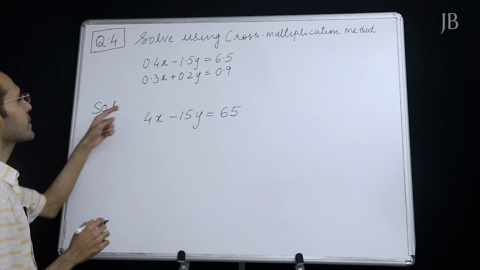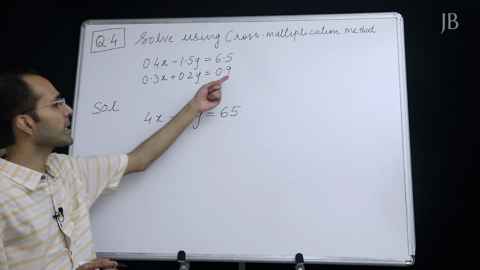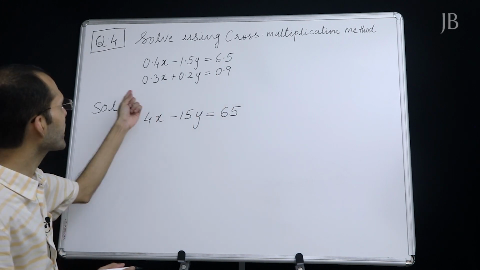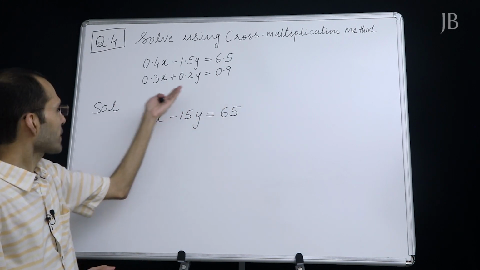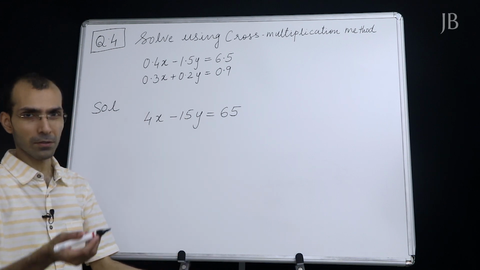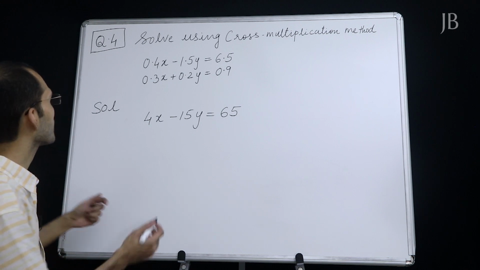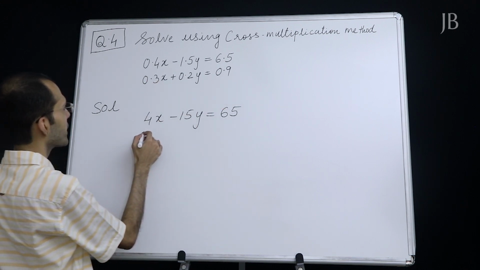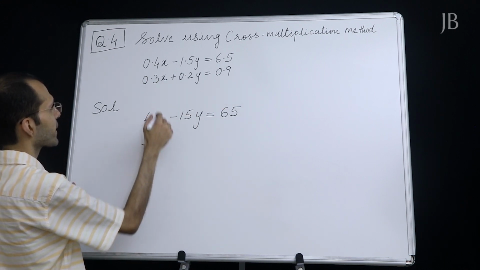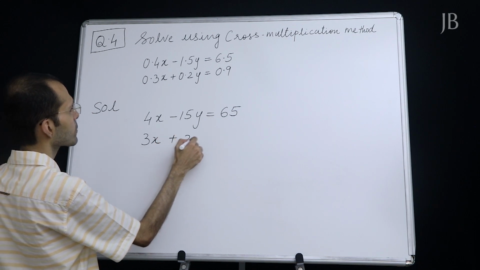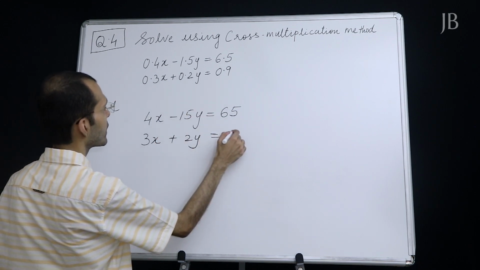Second equation also we multiply by 10, that will get rid of the decimal. Sometimes you may have to multiply by 100 also, but here multiplying by 10 serves the purpose. So multiply each and every term by 10. For the second equation also, 3x plus 2y equals 9.